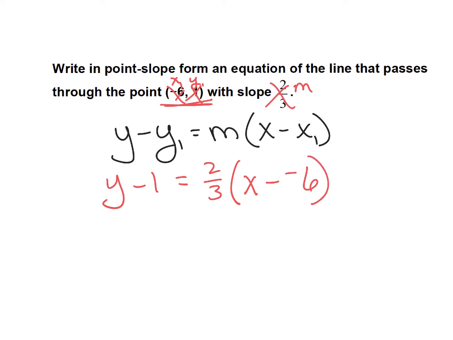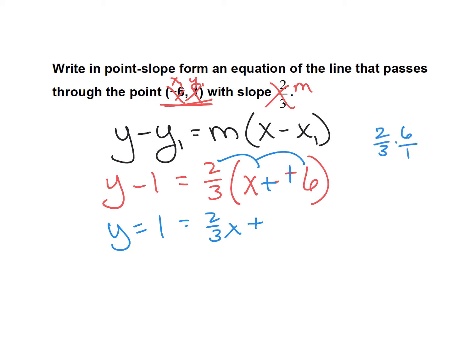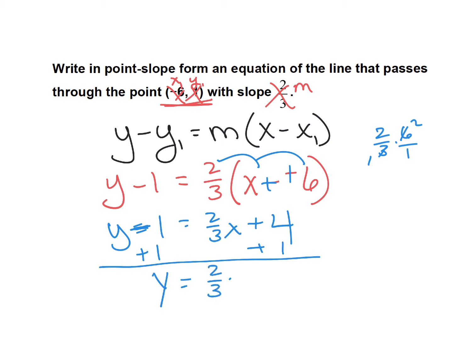So I'm going to make things super easy right away. I am going to double dash, and I'm going to do the distributive property. So this side stays the same. I get 2/3 x plus 2/3 times 6/1. If I quickly do that, I get 4, and there it is. This should be a minus, I'm sorry. To finish it off, I need y by itself, so I'm going to add 1 to both sides. Y equals 2/3 x plus 5. And there's our equation.